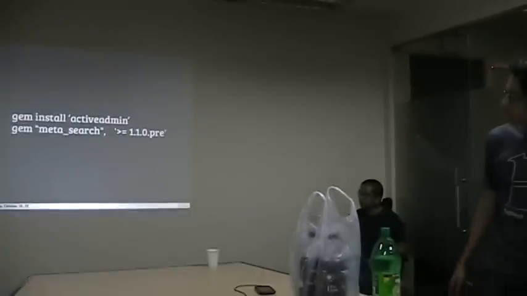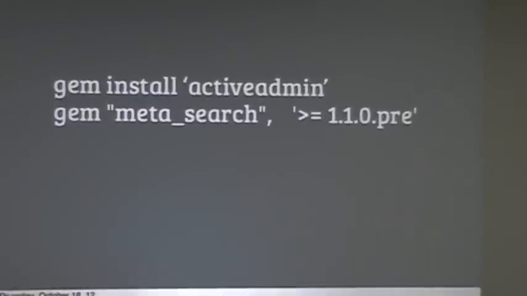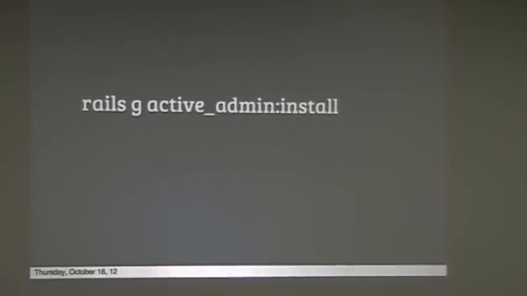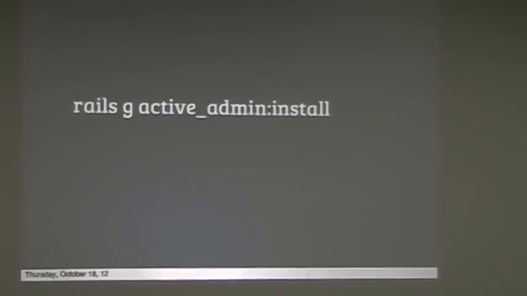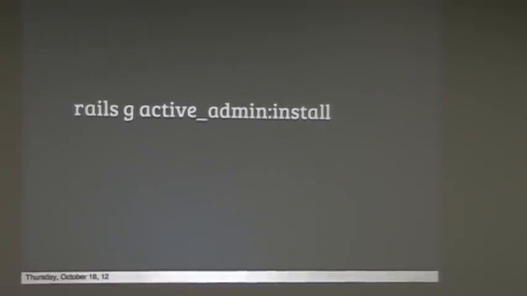So the TLDR version is you need to install these two gems, ActiveAdmin itself and MetaSearch. And then run the generator, ActiveAdmin install. So what happens when you do this is it creates an entry in the routes file for you. So that's how you access your ActiveAdmin pages. Everything lives in /admin by default. And it also assumes Devise. So yeah, it will create the Devise users table for you.